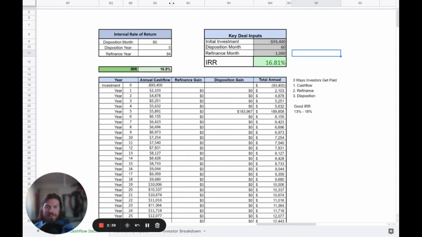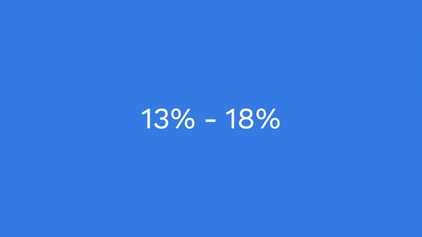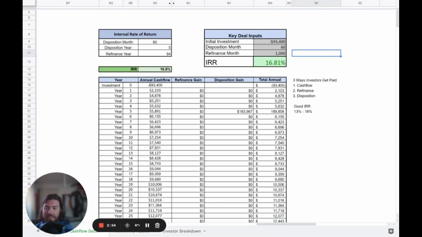IRR is going to calculate the three ways that an investor is going to be making money: through cash flow, through a refinance, and through a disposition. So a good IRR, you can say, is roughly between 13 and 18%. Obviously, anything higher than that is great as well. But if you are getting pitched on ideas in the mid 20s, I would be a little hesitant because oftentimes those are very hard to achieve, and those individuals may be skewing the metrics somewhere, somehow.